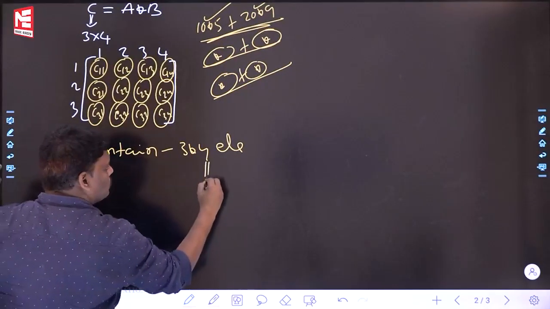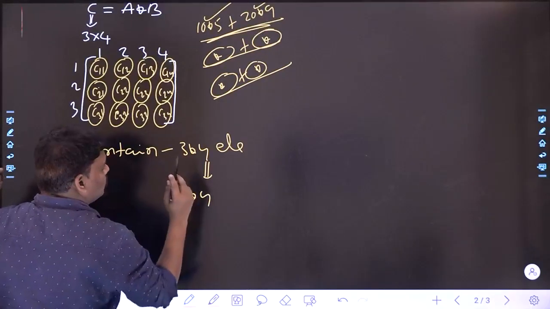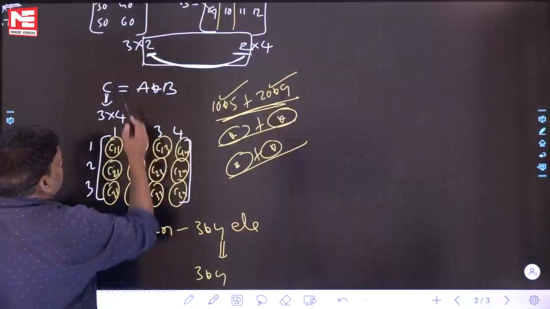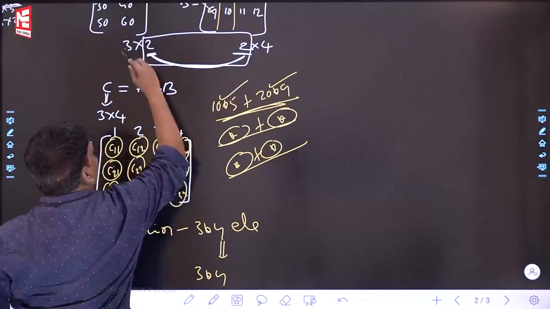This will go to 3 into 4 elements. Right? 3 into 4 elements. It's okay. Can you say from where 3 and 4 came? From here. See this one. 3, 4. 3, 4.